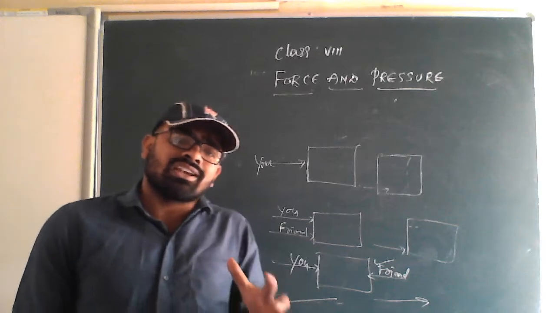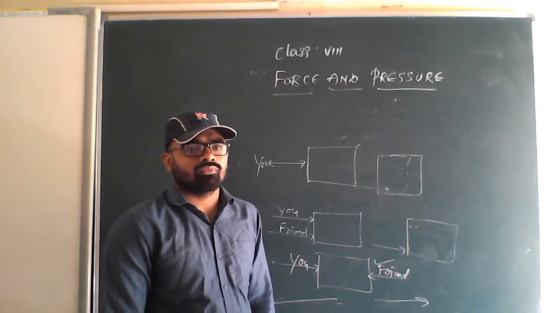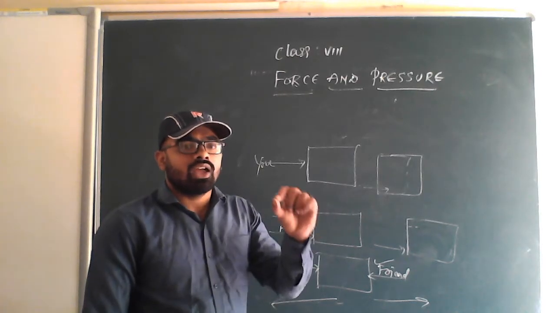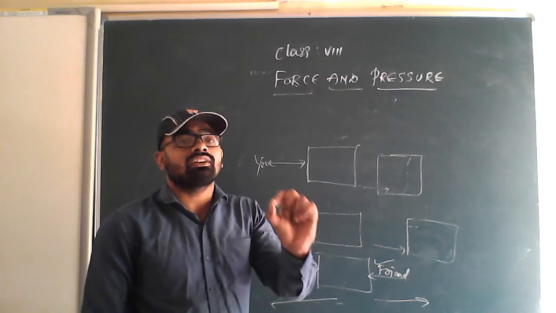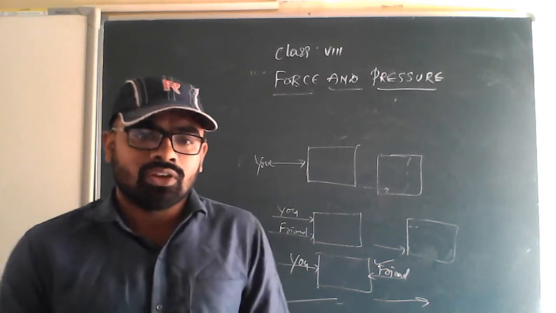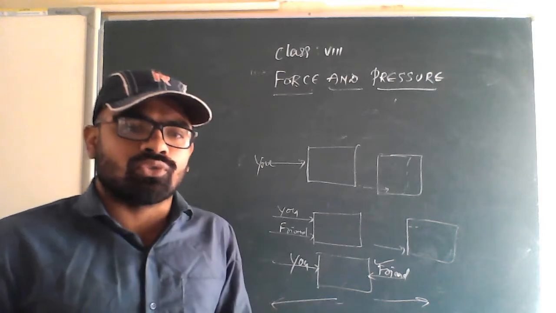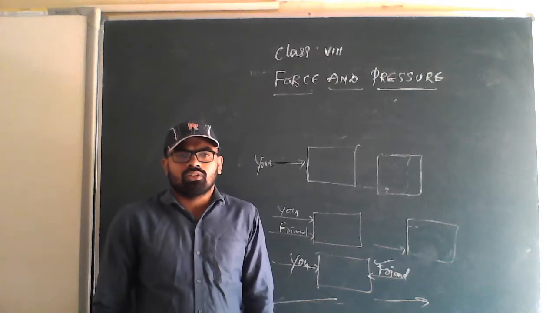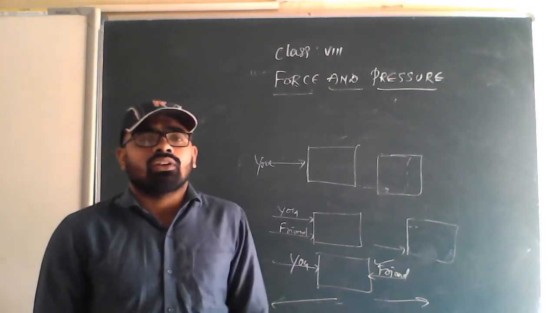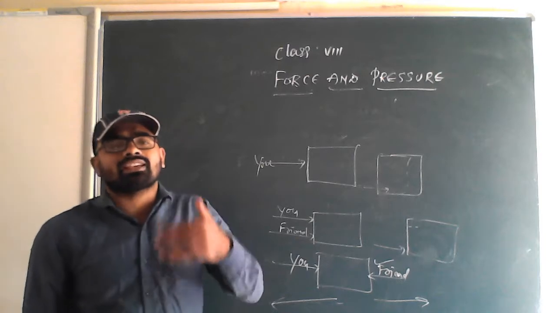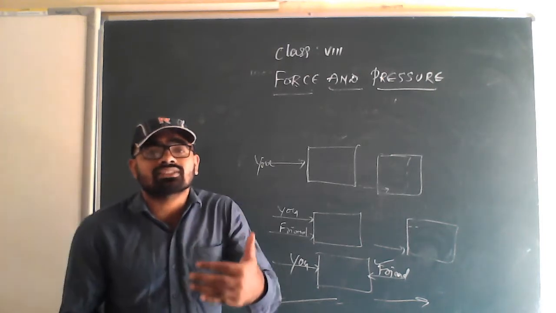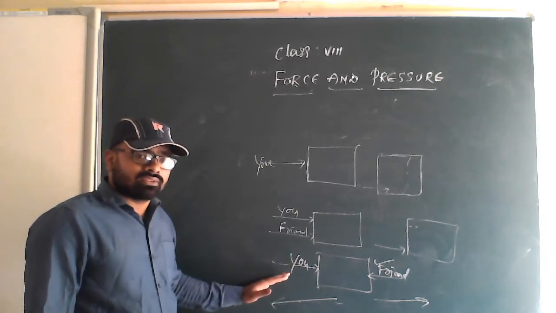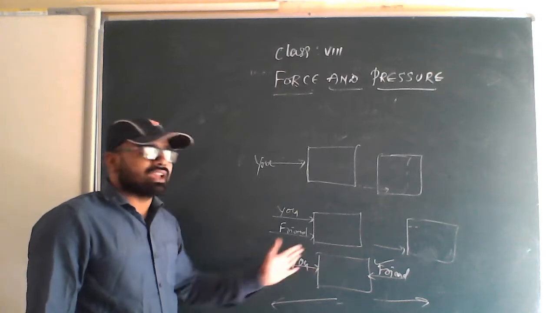So the clear conception here is that the force applied acts on a body and the body gets displaced in the direction in which the force is applied. If more than one force is applied in the same direction, they will get added. If they are acting in the reverse direction, they will get subtracted. The net force is the larger force minus the smaller force.